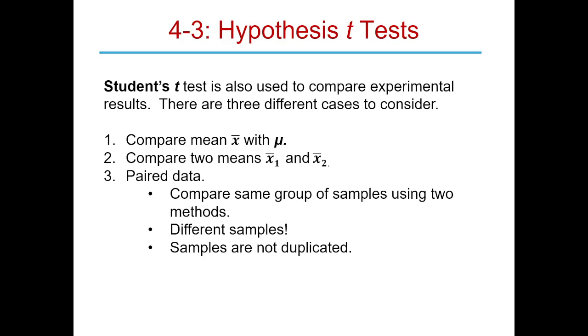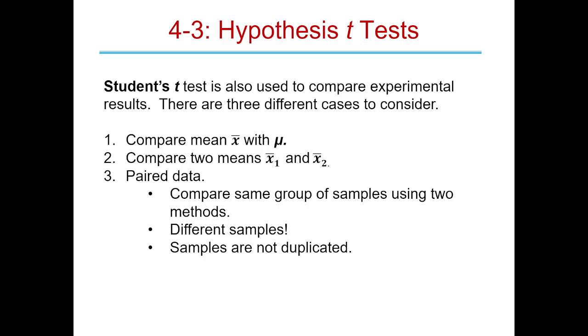Okay. So your hypothesis for a t-test. The student's t-test is going to be used to compare experimental results. There are 3 different cases that we must consider. These are the same 3 cases for the whole thing, but I have to talk about them as a unified whole so you understand they're all the same statistical test, okay? They're just assumptions we make to simplify things, okay?